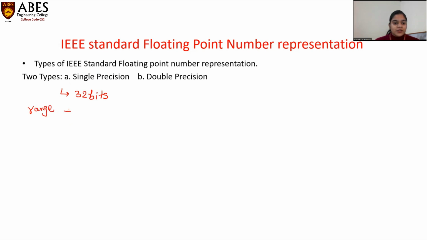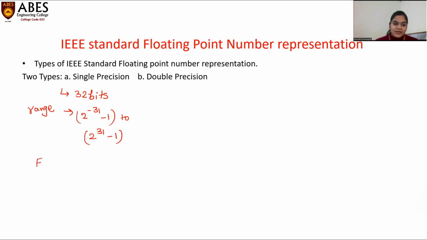Now the range will be 2 to the power minus 31 minus 1 to 2 to the power 31 minus 1. This is the range of the values which can be represented in floating point numbers by using single precision of the IEEE standard, right? And here we have one equation for calculating a biased exponent.